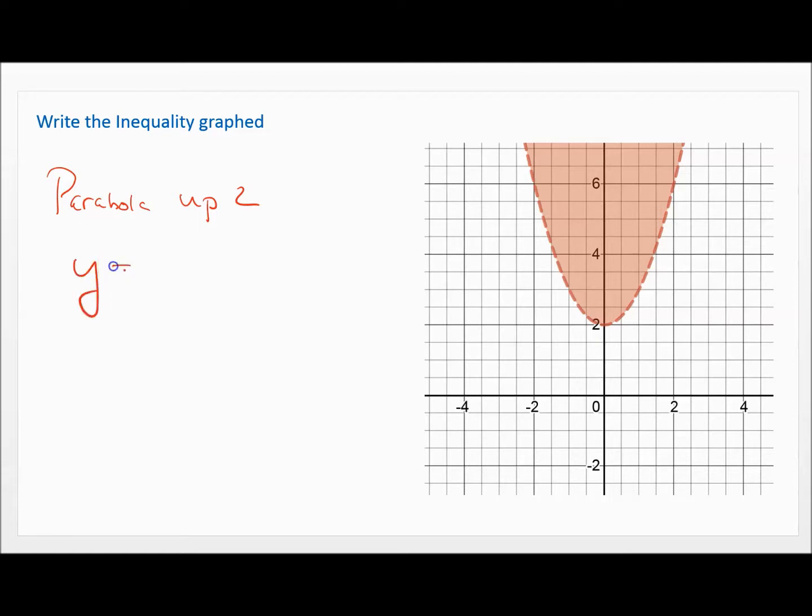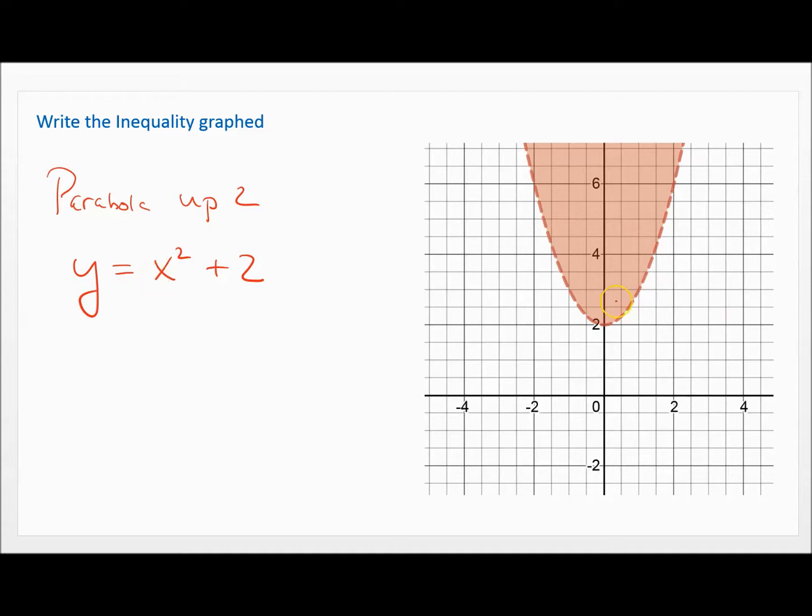That would be y equals x squared plus 2. We don't add or subtract anything to the x because it wasn't moved left or right. Does this parabola open upward or downward? Well, it opens upward, right? Which means there's a positive 1 in front of the x squared. So we're good. That's a parabola moved up 2.